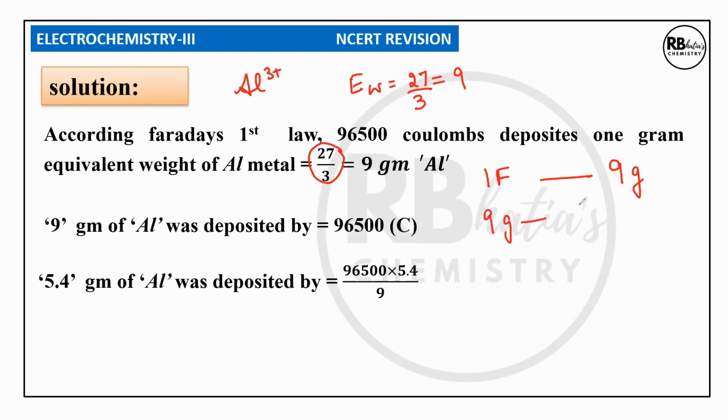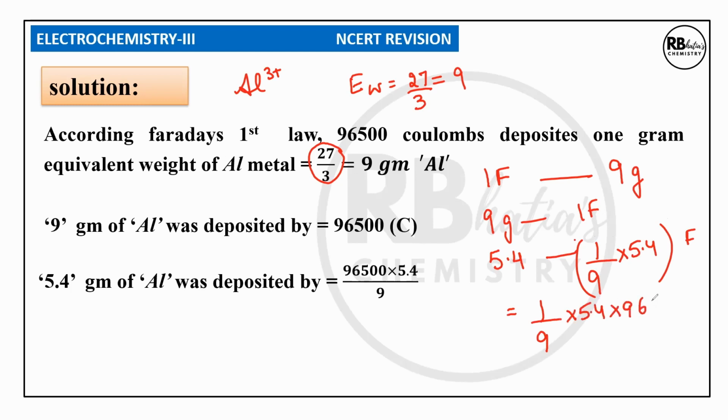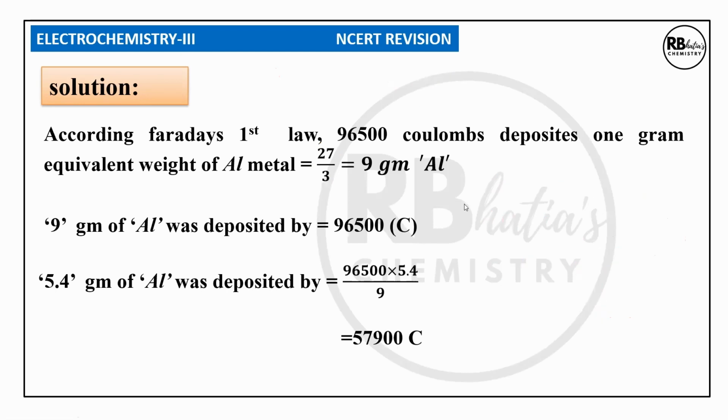From 9 gram for 1 Faraday, 5.4 gram will be deposited by 1 upon 9 into 5.4. This answer is in Faraday. If you want in coulombs, it is 1 upon 9 into 5.4 into 96500 coulomb. So this gives you your answer. Very important type of questions. Moving on to the next.